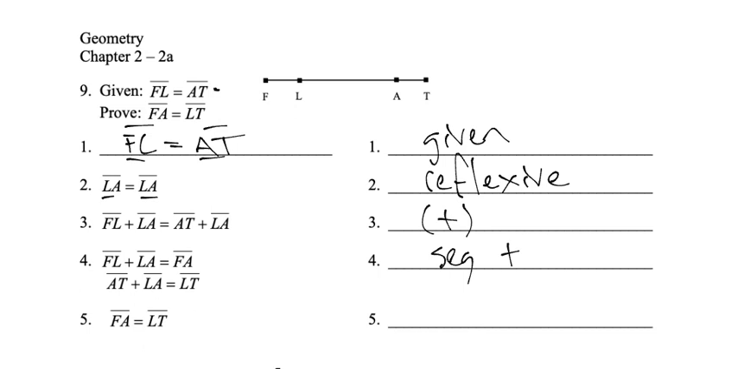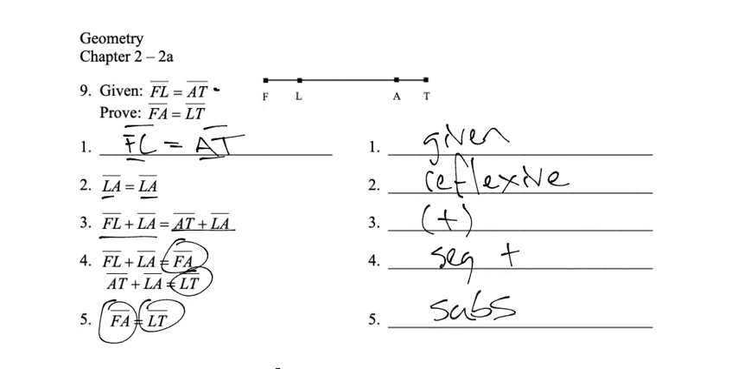But FA equals LT, that's the thing I was trying to prove, right? Obviously, I can get there now, but that's because FL and LA are equal to FA, right? So that would be this here. AT plus LA, well, that's LT, right? So I just substituted those 2 segments into line 3, and now I know that they're equivalent to each other. So I've now proven that segment FA is equal to segment LT.